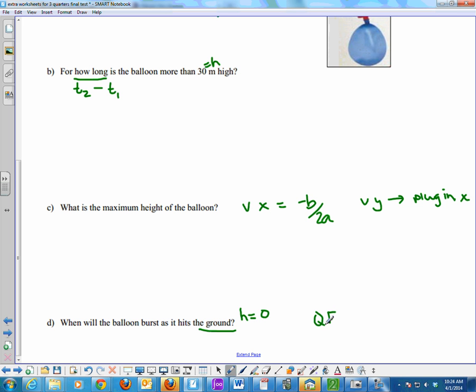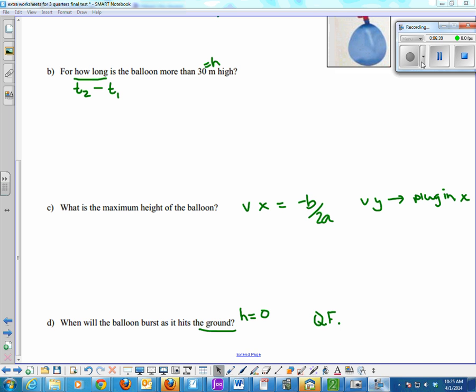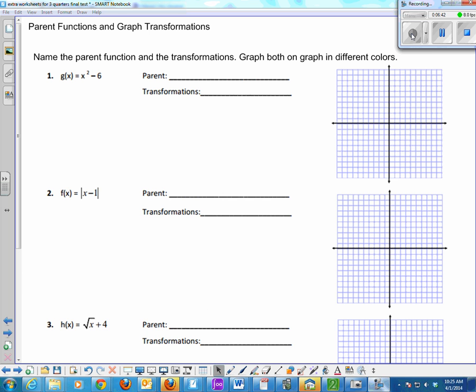And remember, it's a second degree equation, so you'll get two time values. I think it will be obvious which one is the time value when it hits the ground. All right, turn to page 11.